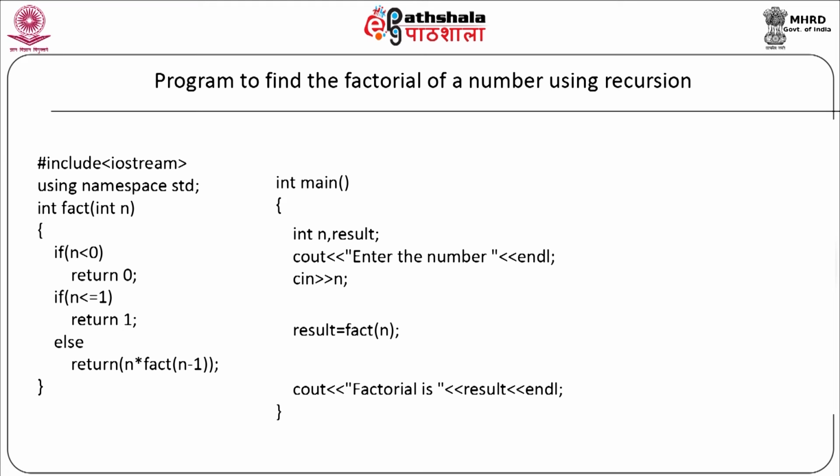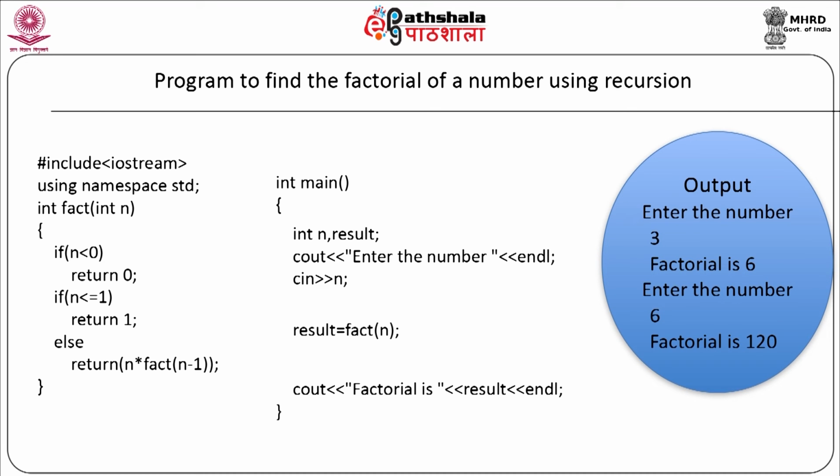So first 3 will be passed to the fact function. It is not less than 0, it is not 0 or 1. So it will again give rise to a function call as 3 * fact(2). 2 will be passed to the function, which will give rise to 2 * fact(1), which will give rise to the return value 1, and the program will be executed. When the above code is compiled and executed, it will result as: enter the number 3, and the factorial is 6.